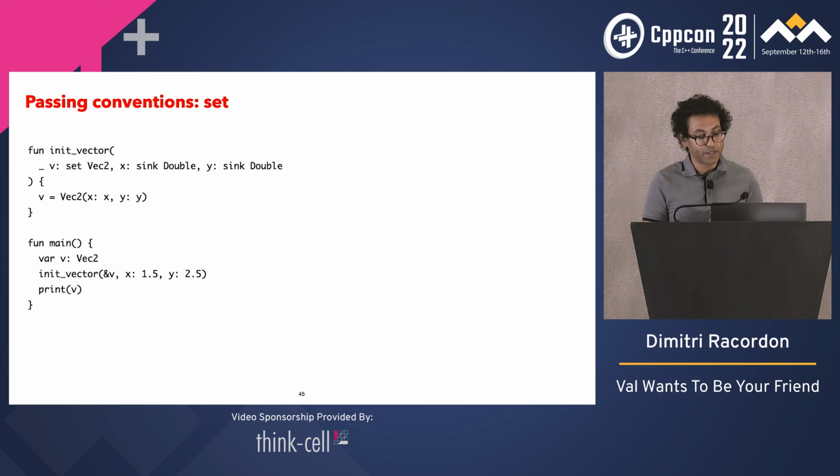For completeness, there is a last passing convention that's called set. It's rarely used. It safely takes an uninitialized parameter and makes sure it gets initialized before it's ever used. Just know that it exists. For now, we don't need to get into more details. It will be relevant later.